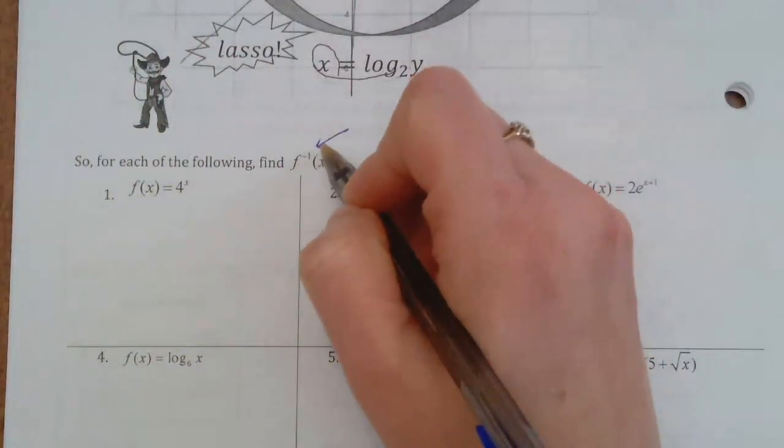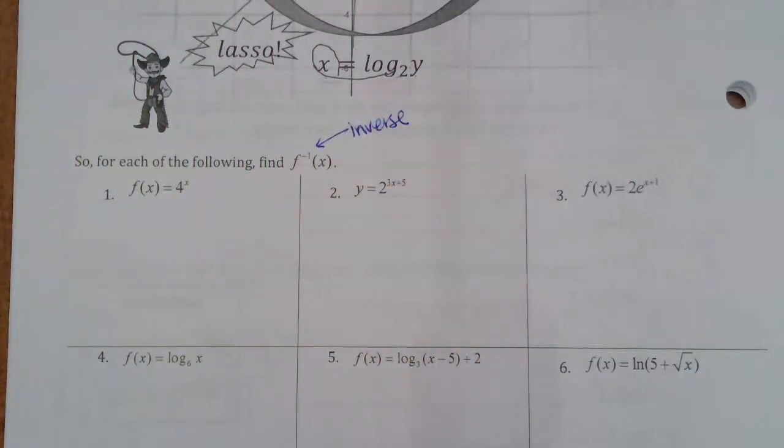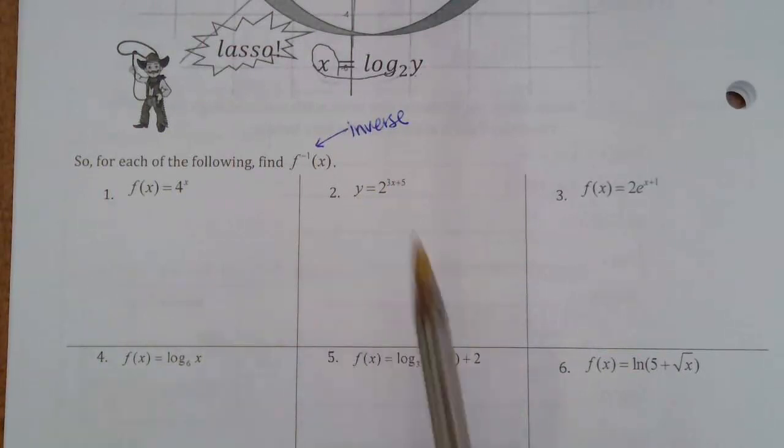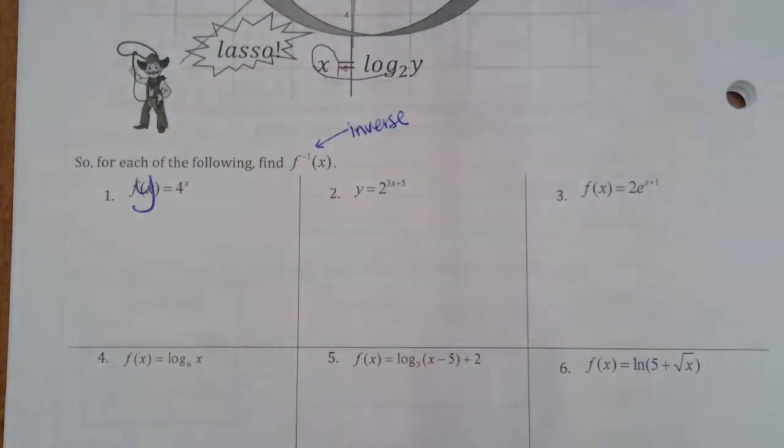So remember, this little symbol means inverse. If the original problem starts as an f of x, then our final answer should say f inverse of x. If the original problem starts as a y equals, then we will write it as a y inverse. So f of x is just another way to say y equals. So really this is like y equals 4 raised to the x power.